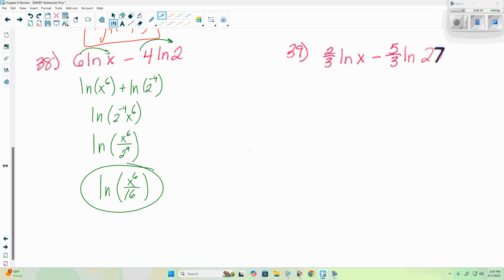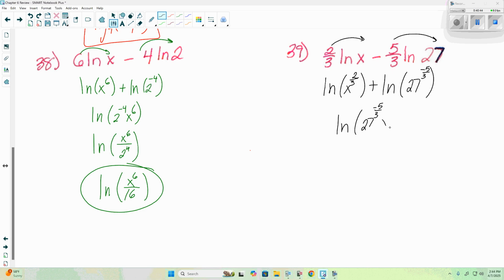39, last one. On our property first. We'll move the 2/3 back up to the exponent, telling us that we have the natural log of x to the 2/3 plus the natural log of 27 to the negative 5/3. Two logs being added together can be rewritten as a single log with what's inside being multiplied. Again, I just moved the 27 to the front just because of number theory. I like to put the numbers before the variables, but it doesn't matter.